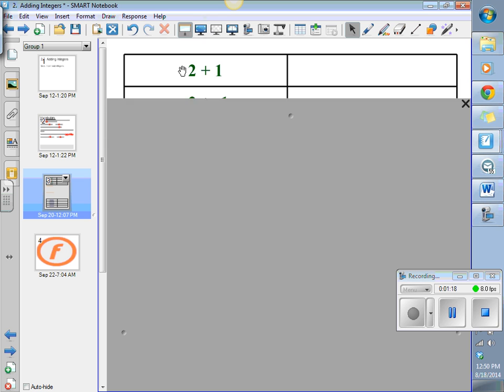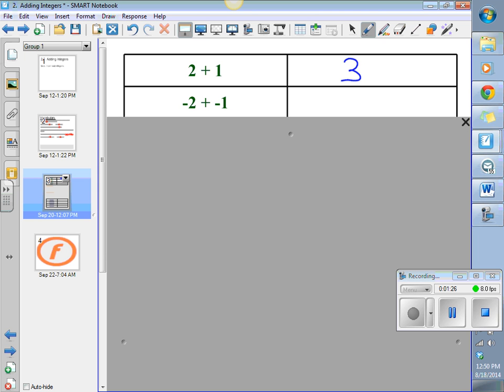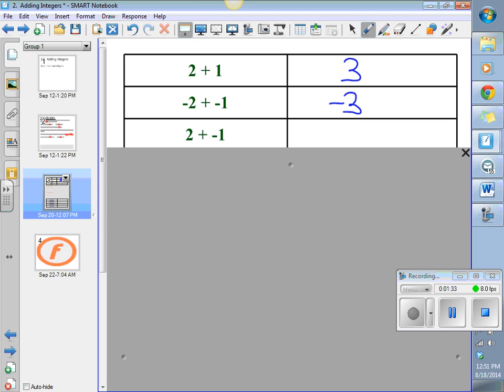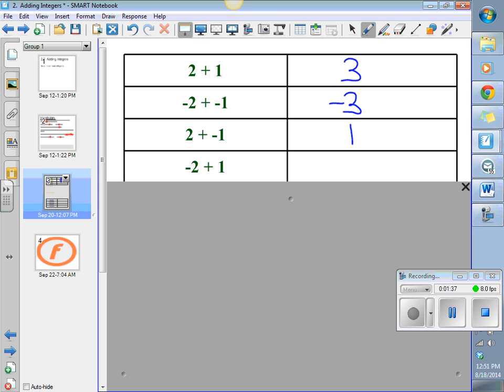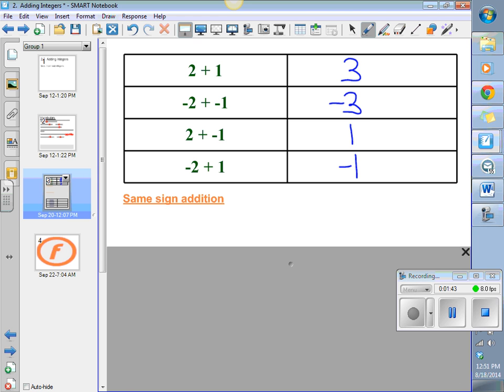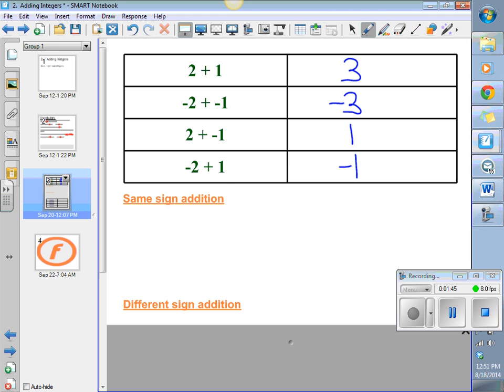So let's start here. 2 plus 1, as we all know, equals 3. Negative 2 plus negative 1 equals negative 3. 2 plus negative 1 equals 1. And negative 2 plus 1 equals negative 1. So we have a couple of rules here when it comes to addition. Bear with me as I write these up.